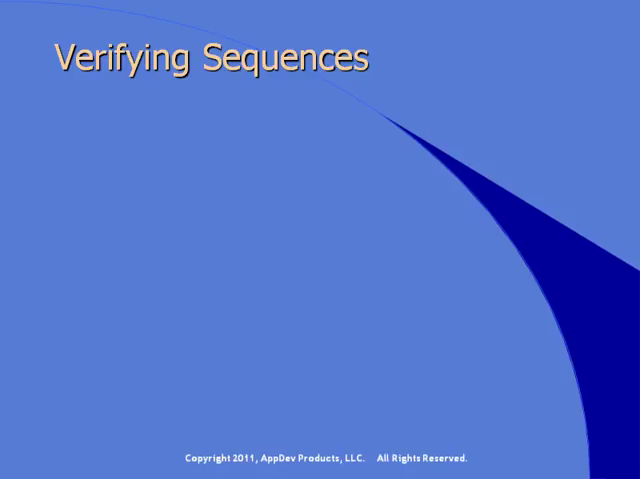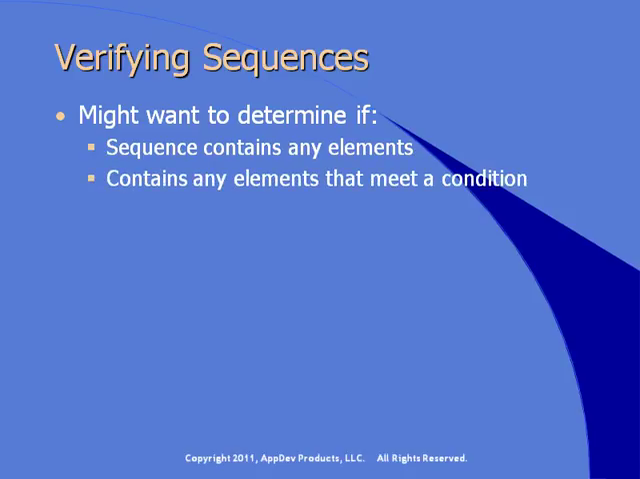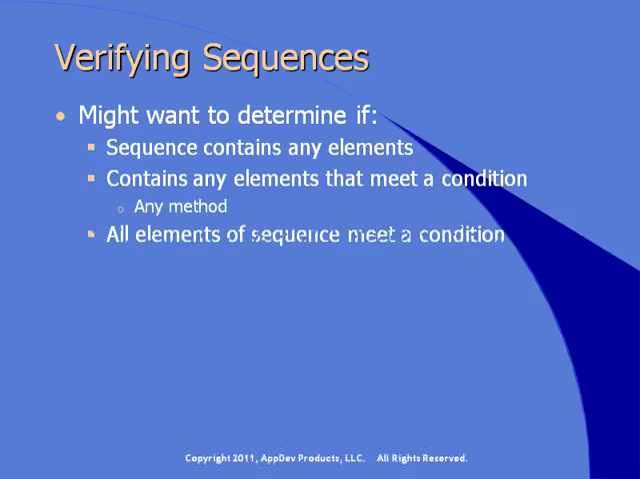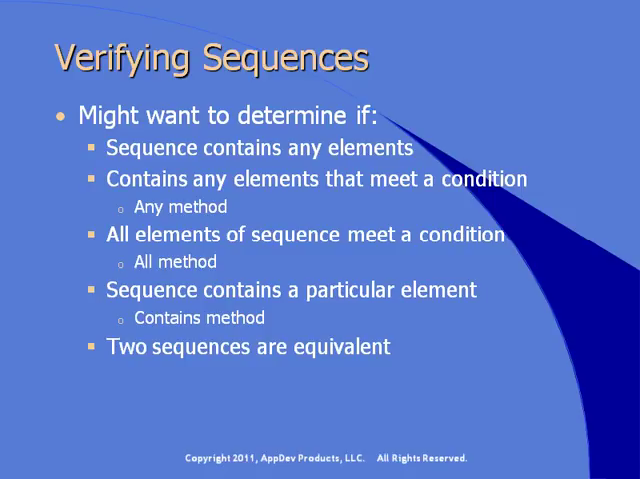How about verifying sequences? You might want to determine if a sequence contains any elements or if the sequence contains any elements that meet a condition. There's the any method that does that for you. You might want to know if all elements of a sequence meet a condition, and there's the all method for that use. You might want to know if a sequence contains a particular element, and there is the contains method for that need. And you might want to know if two sequences are equivalent, and for that, there's the sequence equal method.